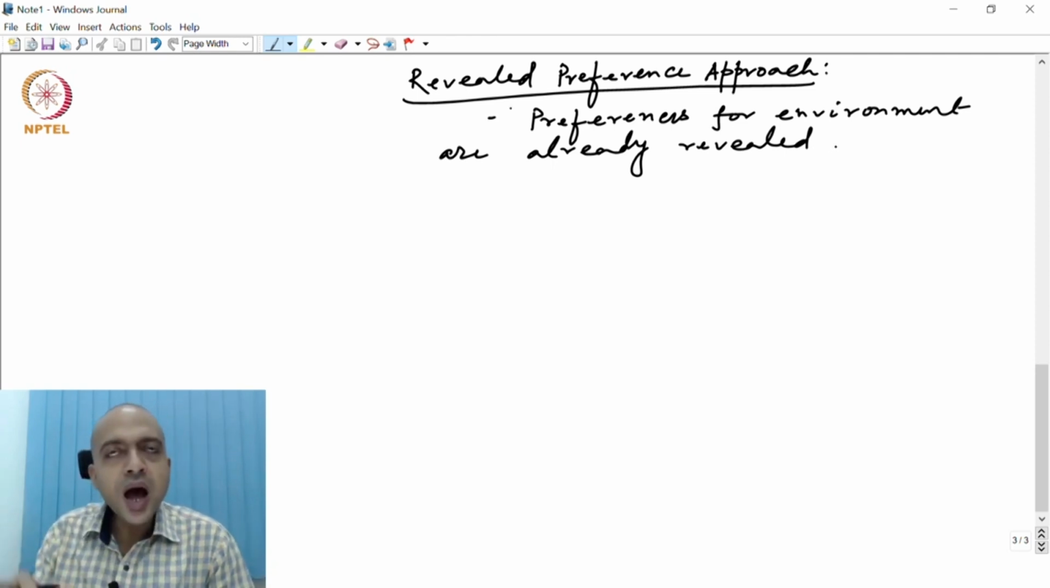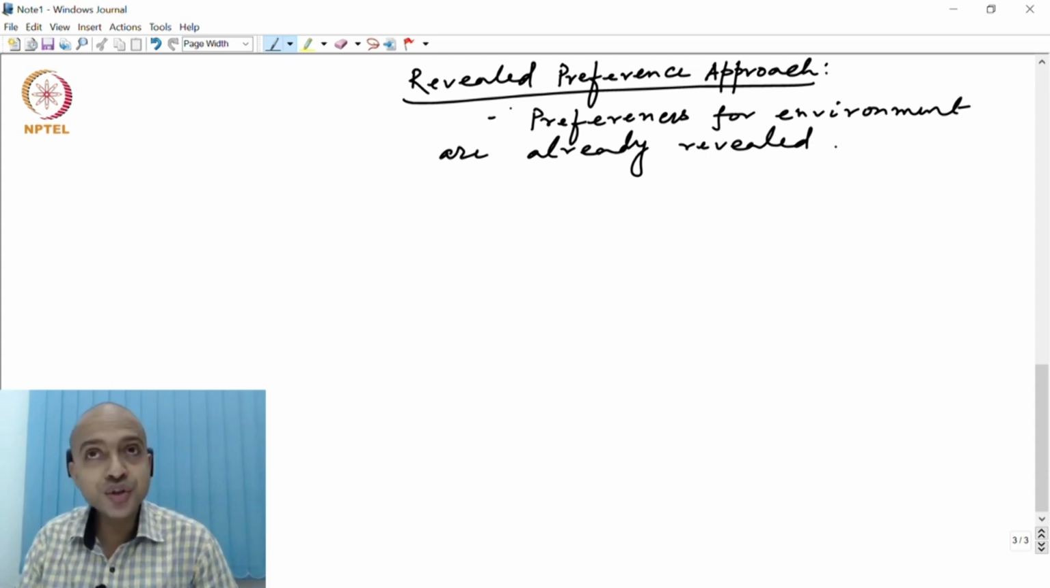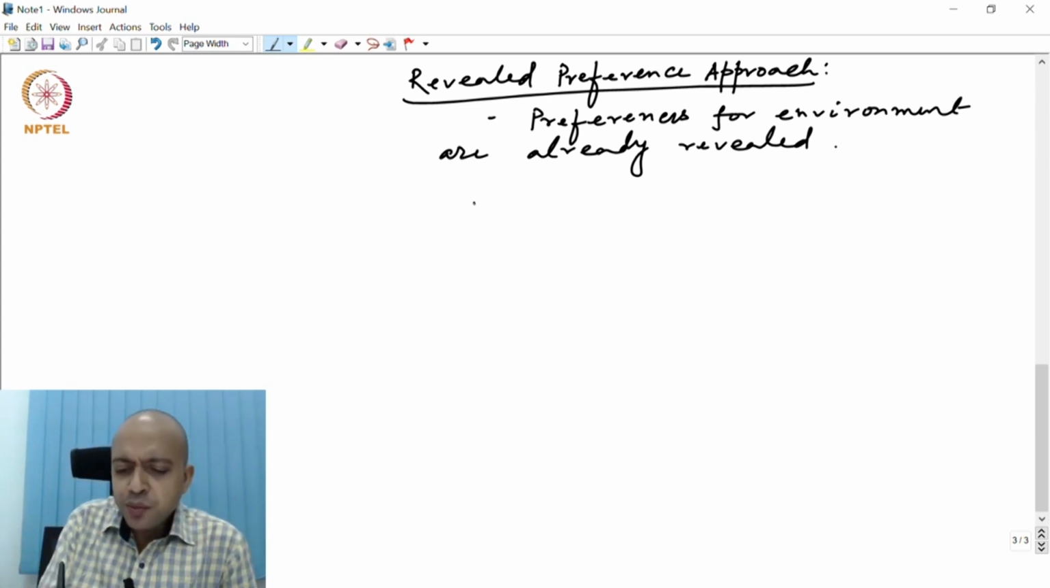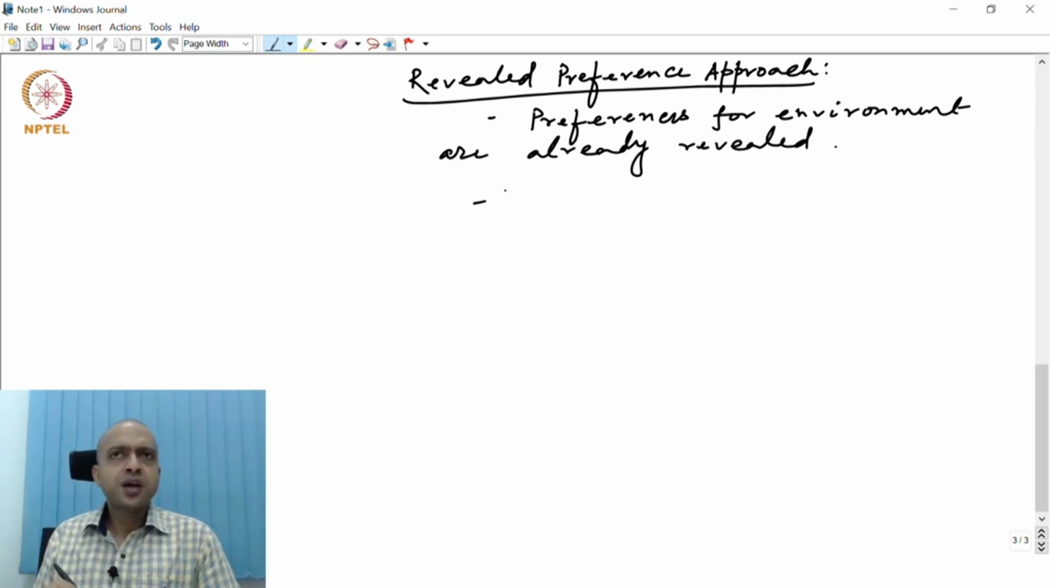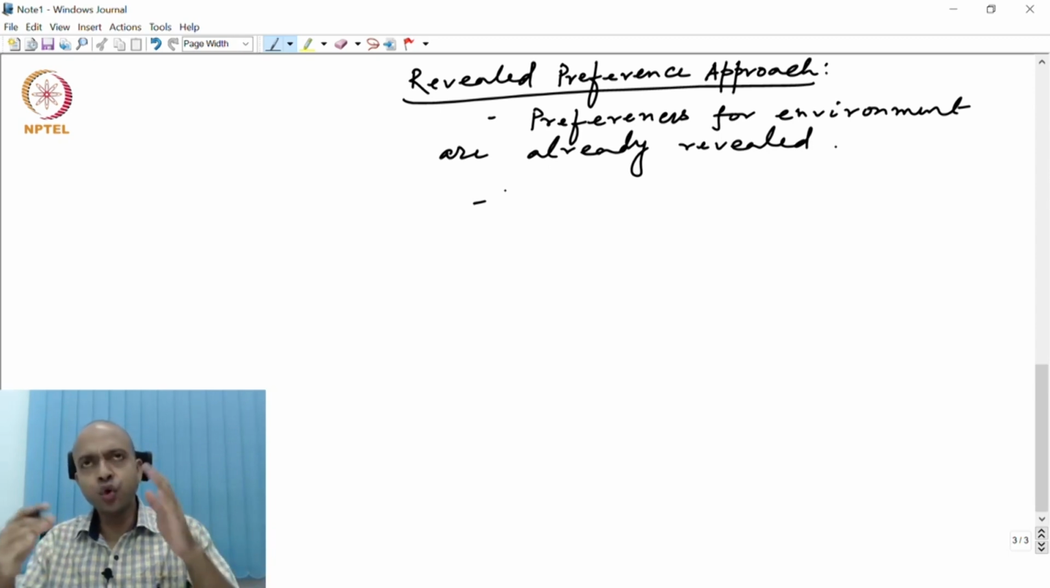Okay, this is unlike the stated preference approach. We are not going to ask them to state their preference. Rather, the consumers have already revealed their preferences for environment. Now, you might be thinking that for most environmental goods and services, there is no market. And in the absence of any market, how is it possible for the respondents to reveal their preference? If there is a market, then we can understand.